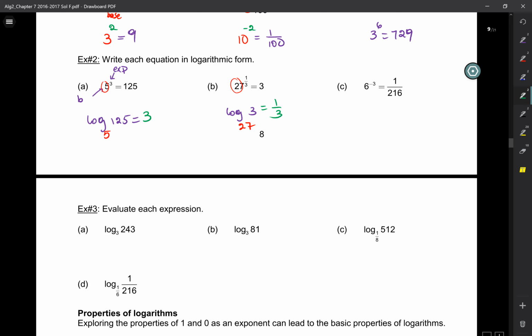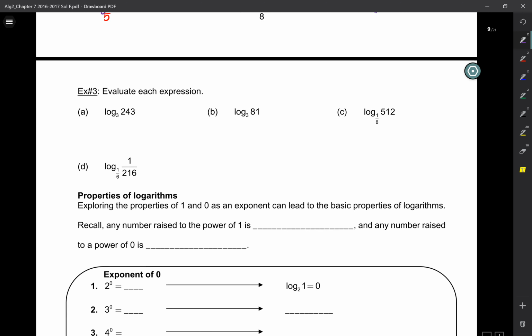All right, so go ahead and do the next one then. I'll give you a second to do the next one. I'll pause this. It's log base 6 of 1 over 216 equals negative 3. Any questions? Okay, so these are ones that we need to evaluate.